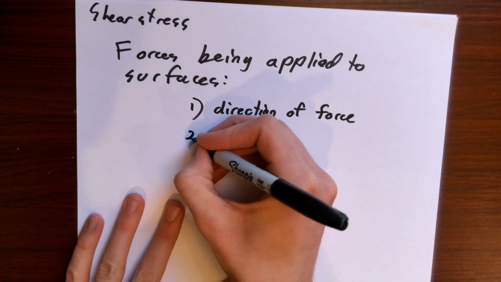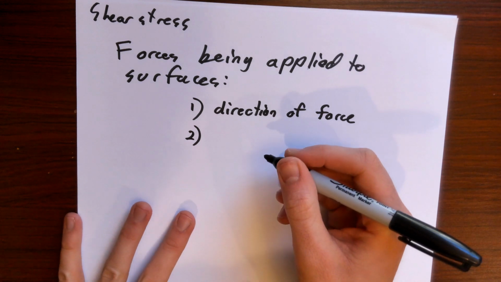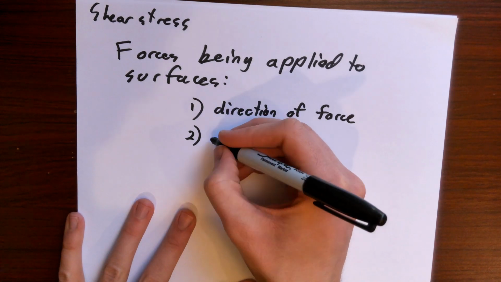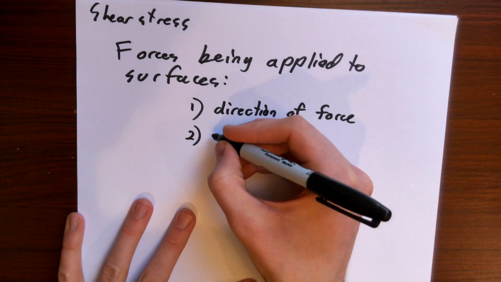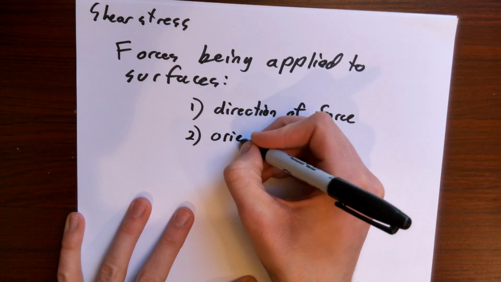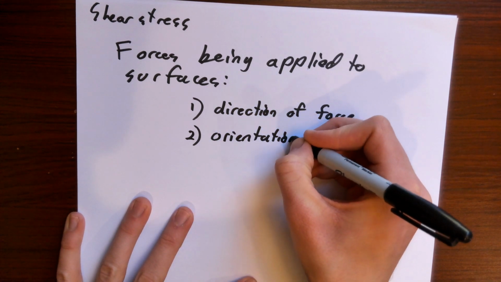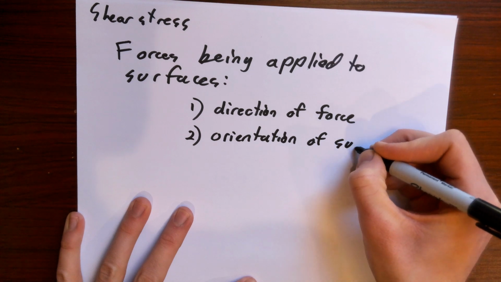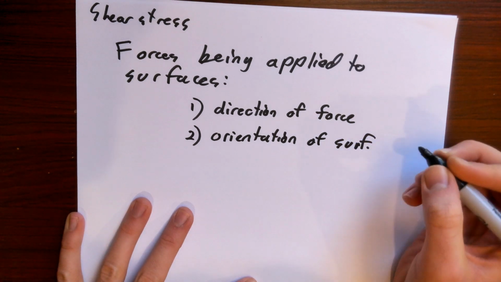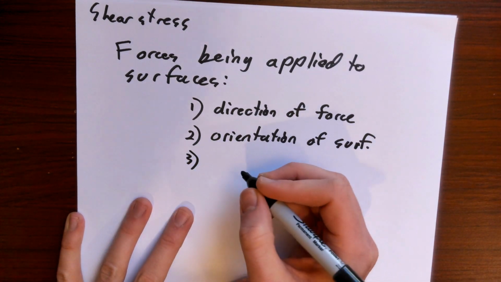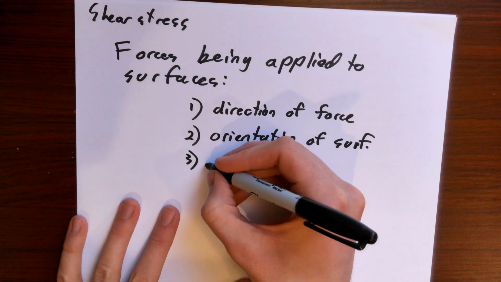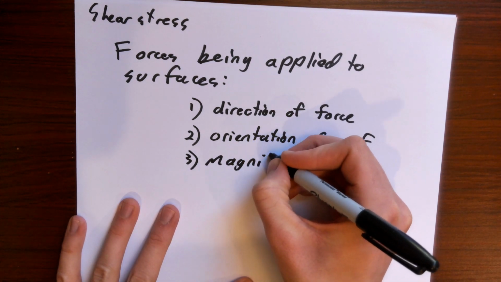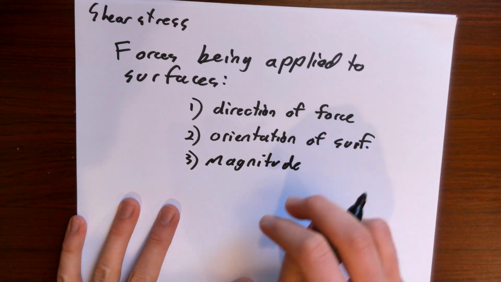The second thing I'm going to need is a direction or something that defines the orientation of the surface. And then the third piece of information I'm going to need is to define this magnitude. The magnitude of the shear stress, right?